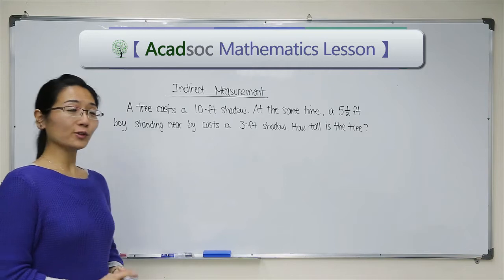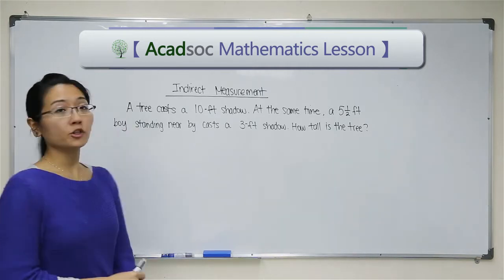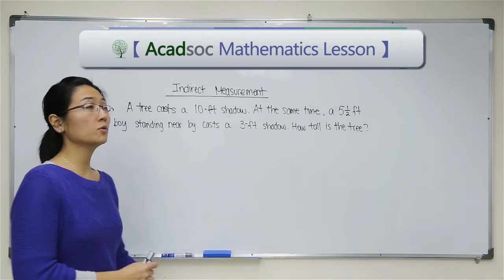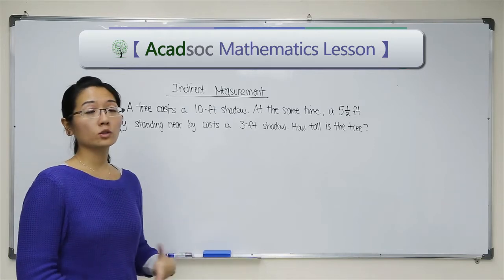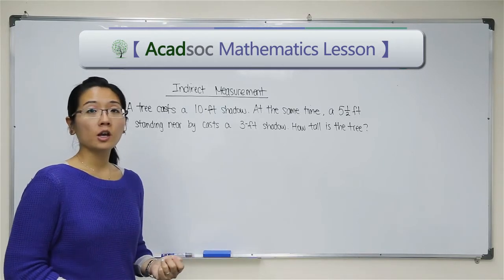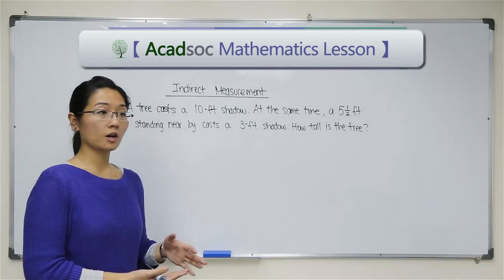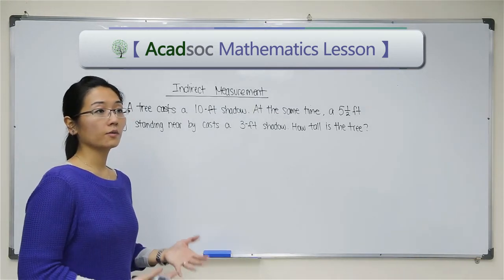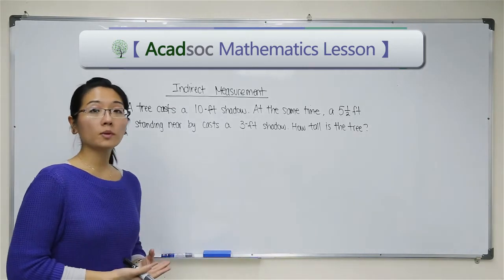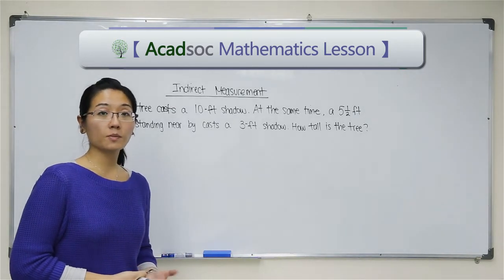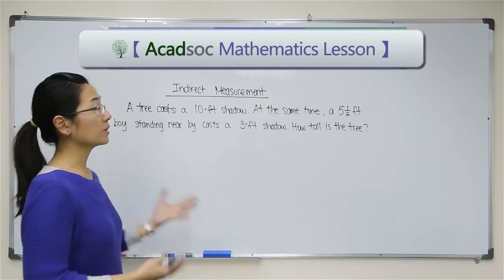Now, proportion can also be used for indirect measurement. Sometimes there might be objects that are too big or too tall for us to measure. What we can use is something that's similar, such as a person versus a building, to help us by using proportion to find out the measurement. And we call that an indirect measurement.